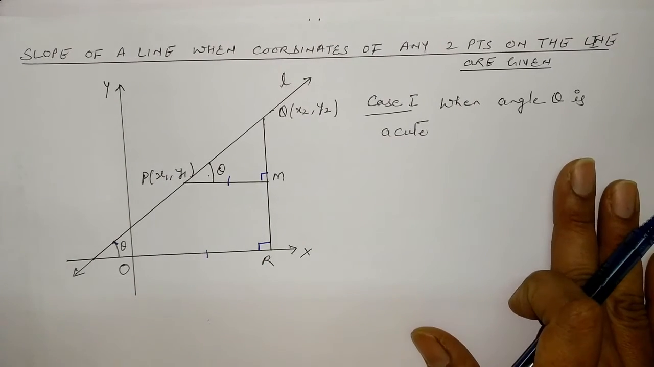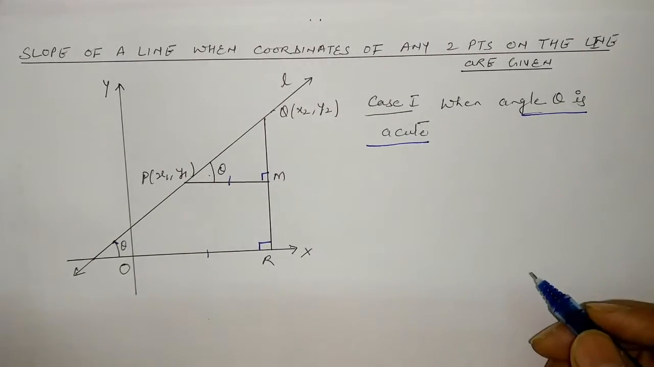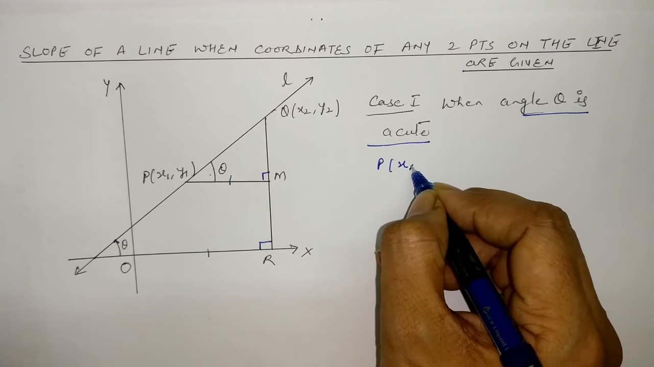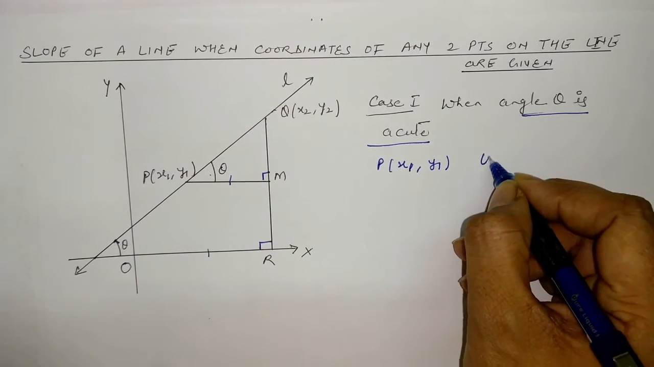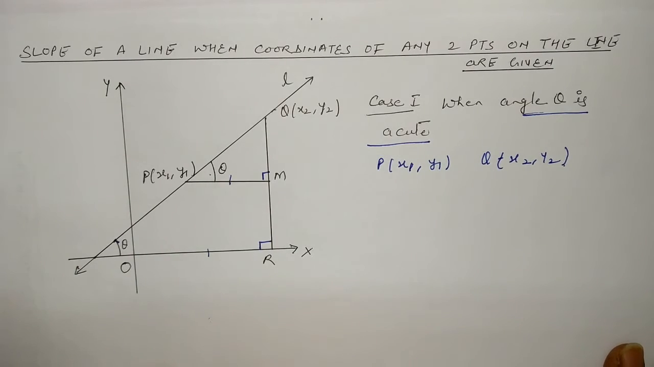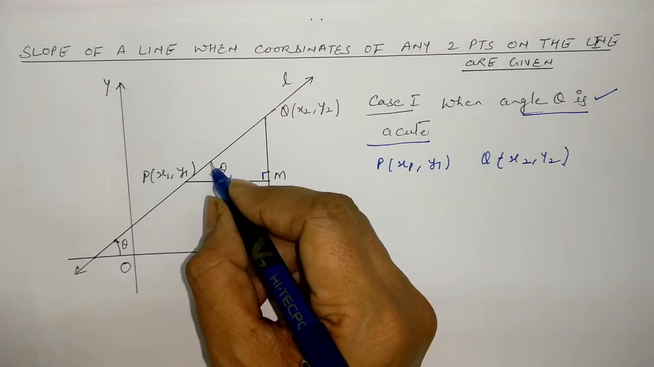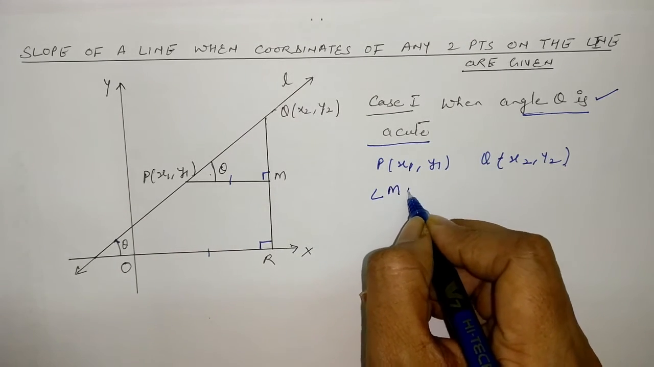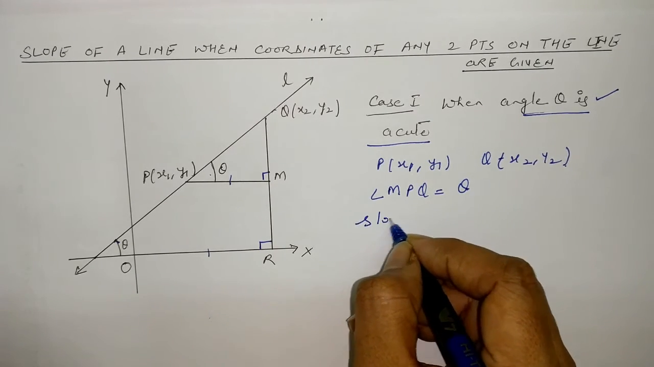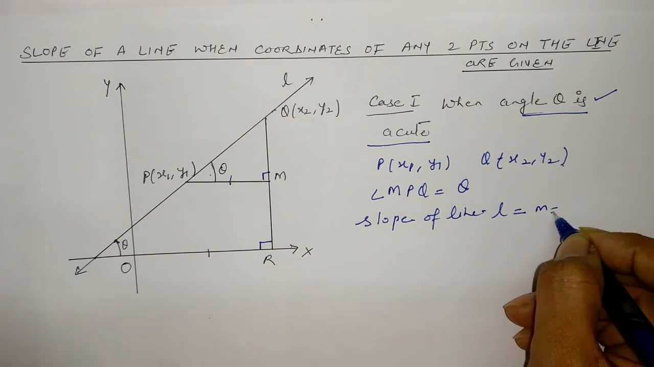Now how do we find the slope when the angle is acute? Here we'll take the coordinates of P as x1, y1, and for Q the coordinates are x2, y2. So the first case is when theta is acute. As you all know, here theta is angle MPQ, and this is the slope of line L, which is m.